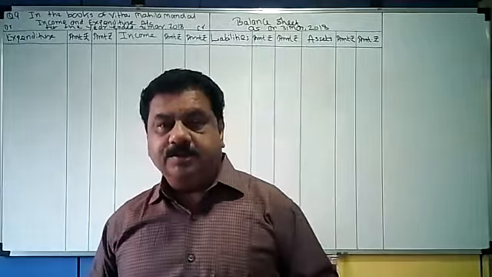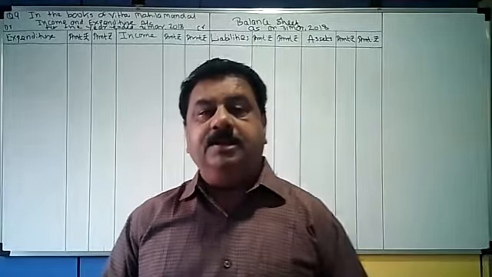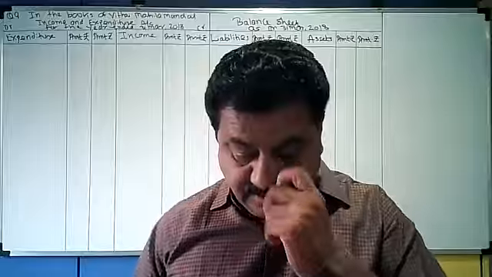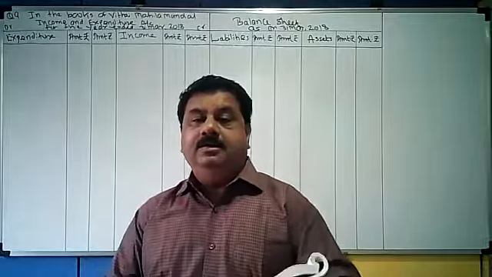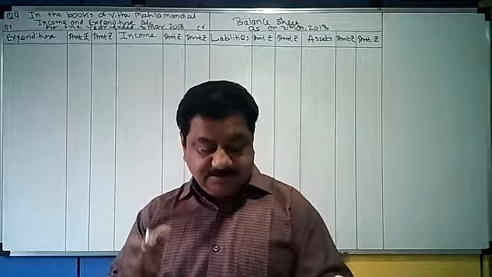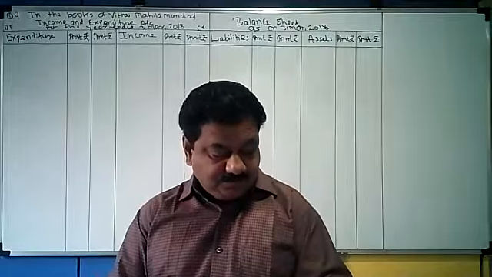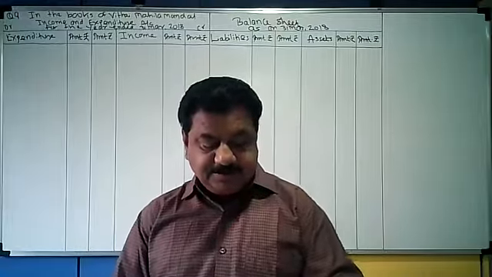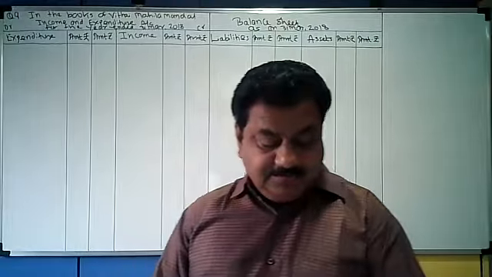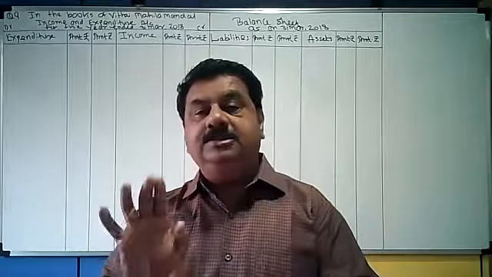So let us begin with question number 9, page number 119. Given below is the receipts and payments account of Vithai Mahila Mandal, Pandharpur. For the year ending 31st March 2018, prepare the income and expenditure account for the year ended 31st March 2018 and the balance sheet on that date.